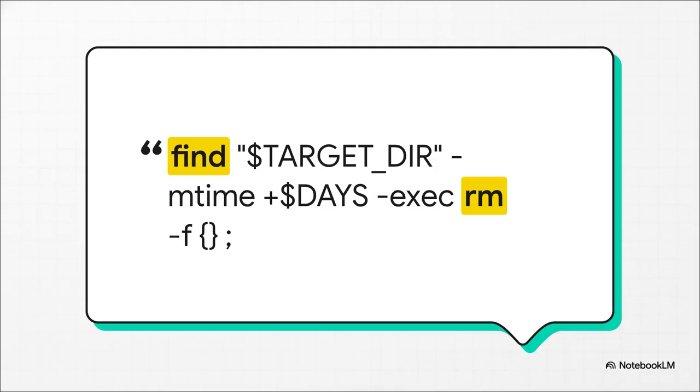Now, this line of code might look a little cryptic at first glance, but it's insanely powerful. Let's break it down real quick. Find is just what it sounds like. It searches for files. The -mtime +30 part tells it to only find files that were modified more than 30 days ago. And that last part, -exec rm -f {} \;, is the action. It says, for every single file you find, execute the remove command on it. It's like a surgical tool for cleaning house.